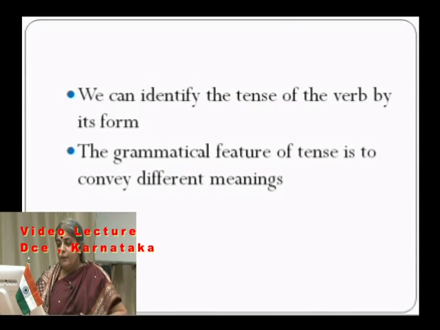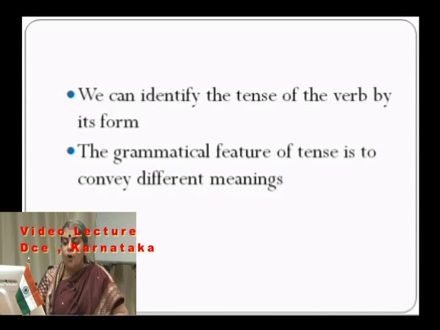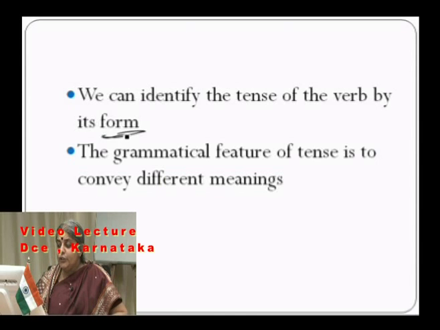How can we identify the tense of the verb? We can identify the tense of the verb by its form. Only by its form can you identify the tense of a verb. As I told you earlier, in the case of a verb, it is with the help of the suffix -s or -es. Now, the grammatical feature of tense is to convey different meanings. Today, we shall see what are the different meanings the grammatical feature of tense conveys.